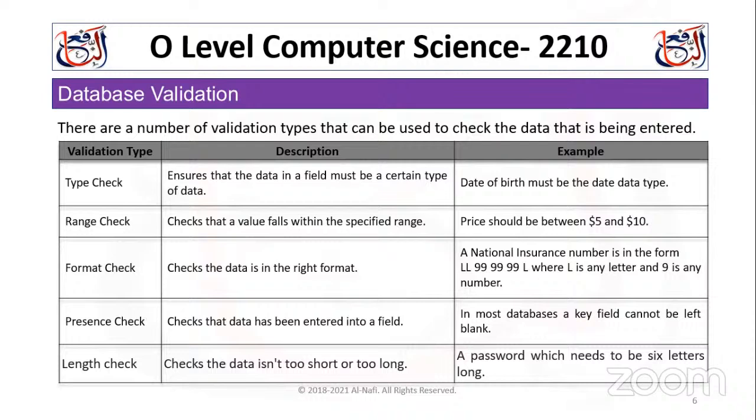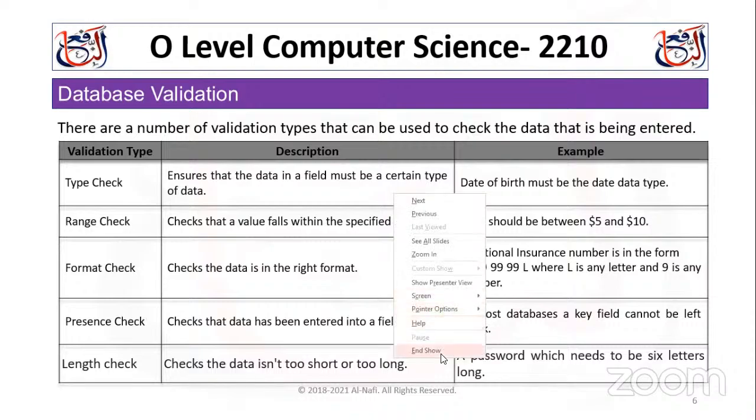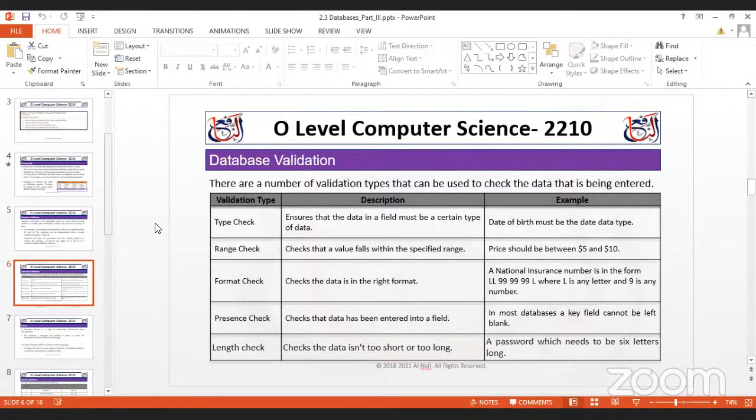प्रेजेंस चेक के बाद आप चेक करोगे रेंज चेक, रेंज चेक के बाद टाइप चेक, फिर फॉर्मेट चेक, फिर द लेंथ चेक. Length means that suppose your password consists of 6 letters. So you must enter your password which consists of 6 letters. अगर आपने 8 letters enter कर दिए तो क्या होगा? Error आ जाएगा. Clear हो गई ये बात सबको? So we have type check, range check, format check, presence check, and the length check.